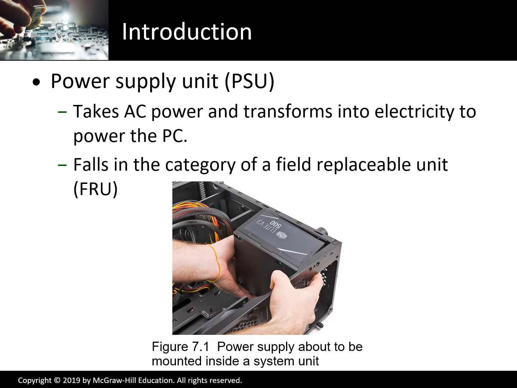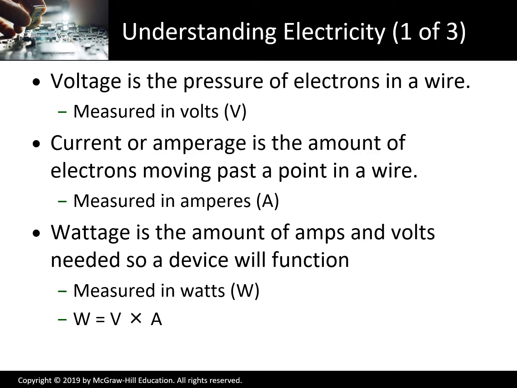Now, things to remember. Every computer has a power supply unit. It takes wall power at 115 volts, 60 hertz, and converts it to 5 volts of direct current. It is something that you need to carry with you as a field replacement unit, because these do fail.